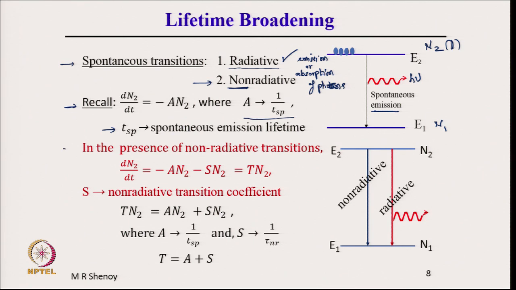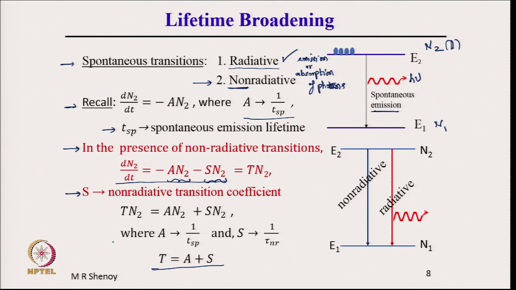However, in the presence of non-radiative transitions, which means radiative plus non-radiative, the equation will be modified like this. It is minus A times N2, this is the radiative part, the first one, and minus S times N2, where S is the non-radiative transition coefficient. So, if we write that this is equal to T times N2, where T is equal to A plus S, then we have TN2 equal to AN2 plus SN2.